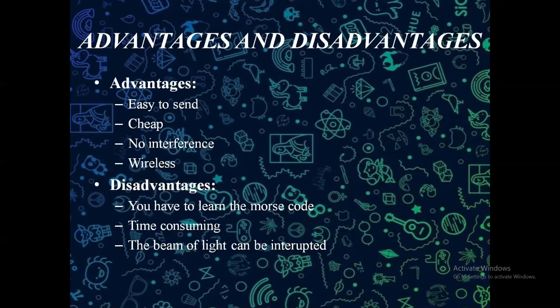And next is that the beam of light can be interrupted. Morse code is easy to interrupt and it is no longer a reliable option compared to recent technological inventions.